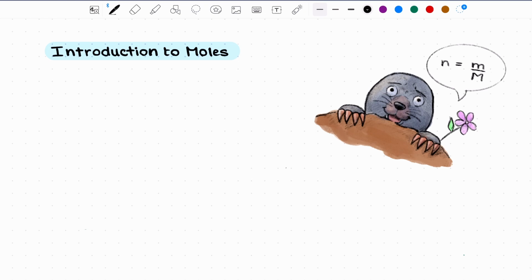Now, what is a mole? Well, a mole is not just our furry little friend over here in the corner. A mole is a word that describes a very specific number, and that number is 6.02 times 10 to the 23.